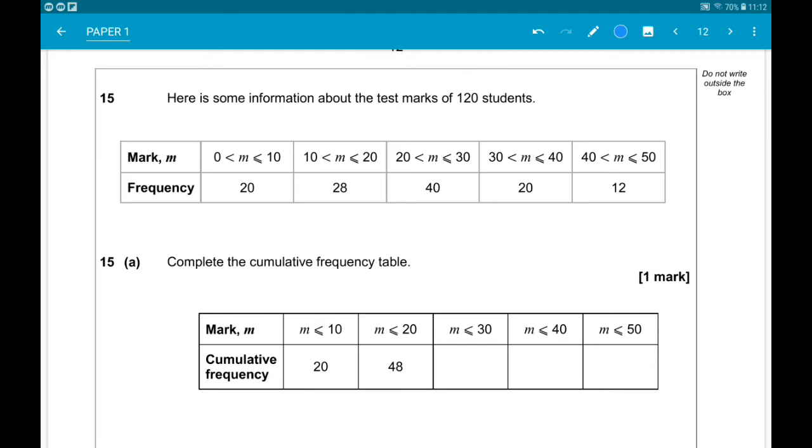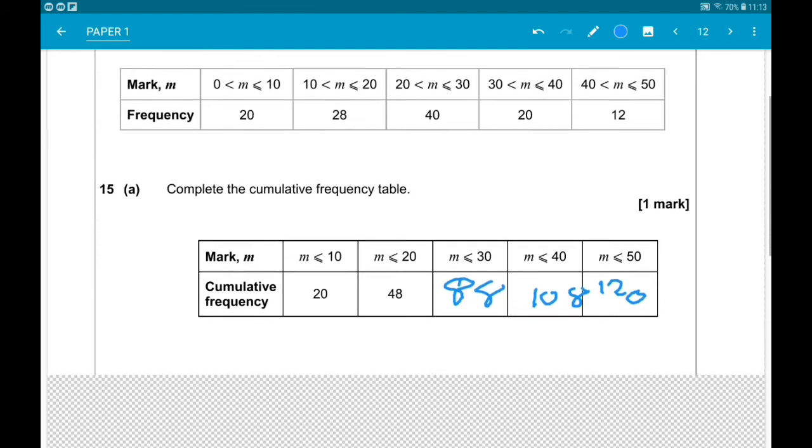So they've done the first two for us, 20, 48, and then we need to add 40, so we get 88. Then we're adding 20 to 108. And then we're adding 12, so we get 120.